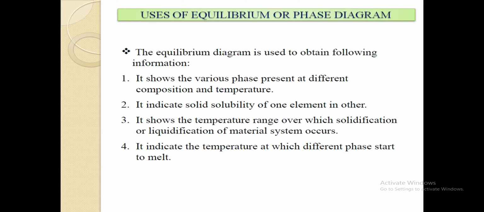Uses of equilibrium or phase diagram. The equilibrium diagram is used to obtain the following information. It shows the various phases present at different composition and temperature. It indicates solid solubility of one element in another. It shows the temperature range over which solidification or liquefaction of the material system occurs. It indicates the temperature at which different phases start to melt.